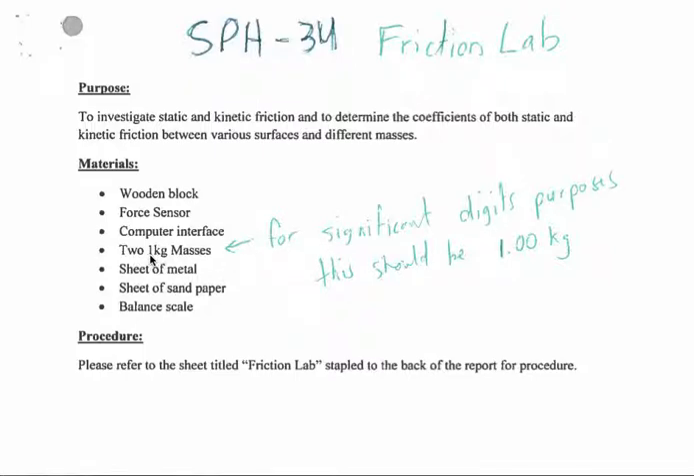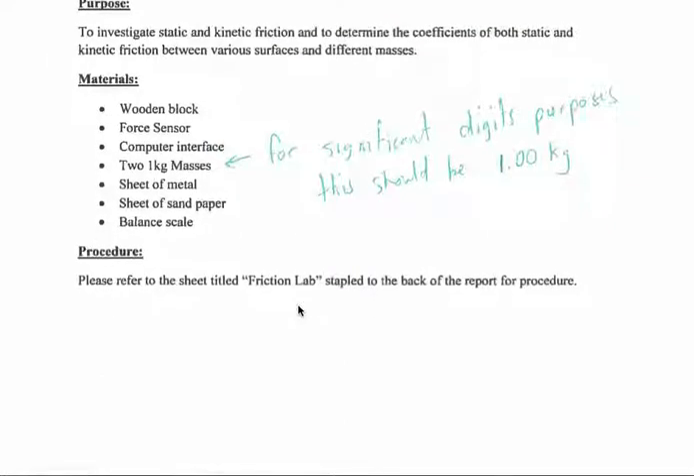That's actually only 1 sig dig. It's probably 1.00, if not there might even be another 0 on there. Those are standard masses built by a company, so it's not just 1 sig dig. Refer to the stapled sheet, that's fine. Let's scroll down and have a look.